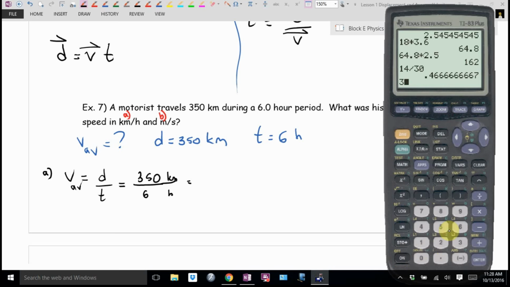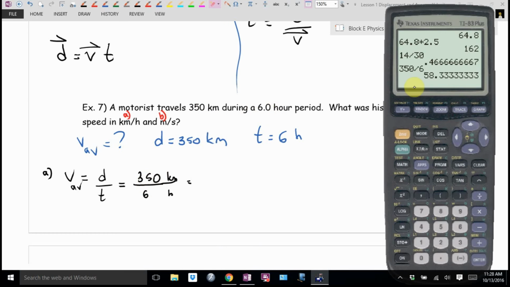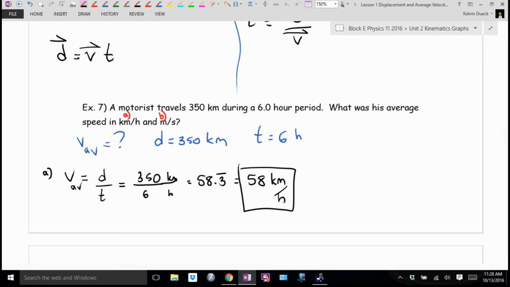350 divided by 6. 58.33333. By the way, technically, this 350, how many sig figs? 3 or 2? 2. How many sig figs should I go to in my answer? 2. So I'm going to write this. 58.3 repeating, and I'll put an equal sign, and I'll go to 2 sig figs, kilometers per hour. Again, I'm not going to make you do all your answers to the correct sig figs, but I'll continue reminding you how to do it to the correct sig figs.